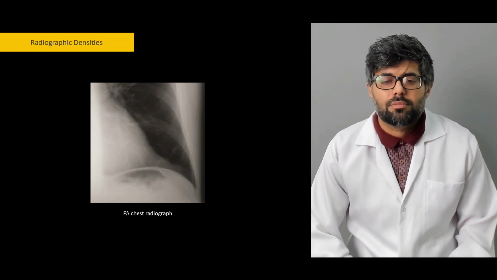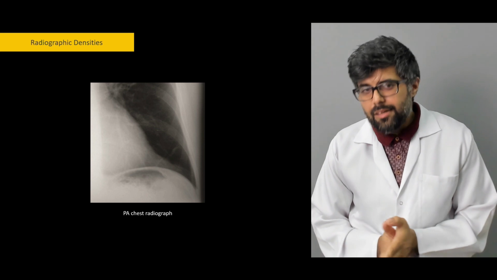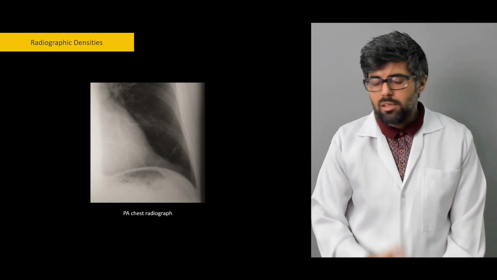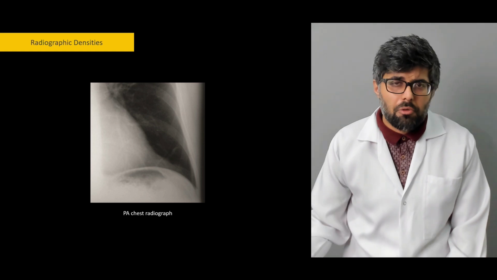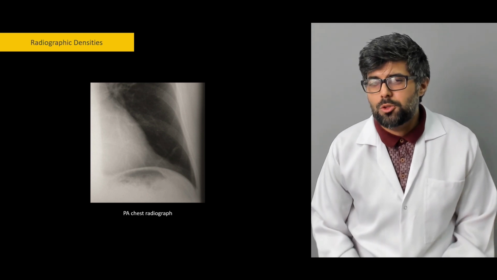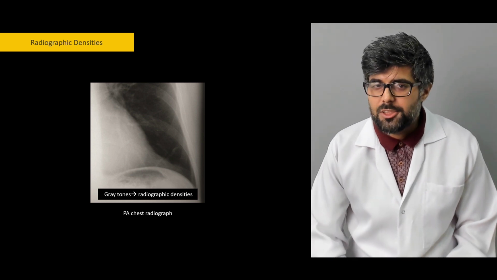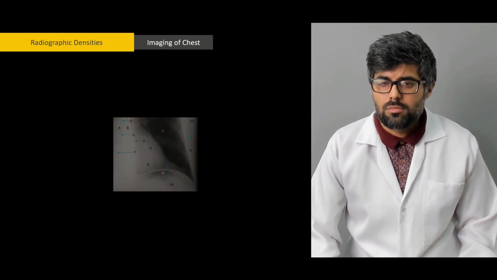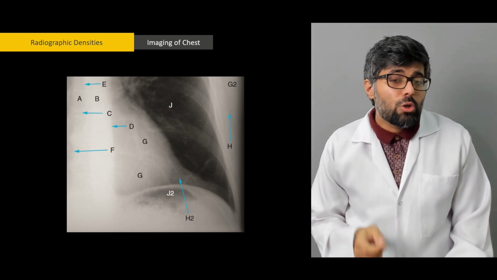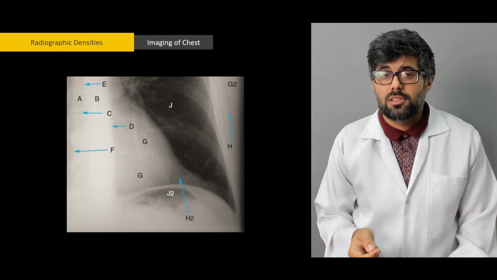Next, we have a PA chest radiograph. There's a common saying that the eyes cannot see what the mind does not know. To the untrained eye, it might just be a collection of black and gray and white. But to the trained eye, it tells a lot more of the story. These gray tones are the radiographic densities. I was talking about the trained eye. Radiology requires a lot of practice, and through practice is how you can achieve excellence.